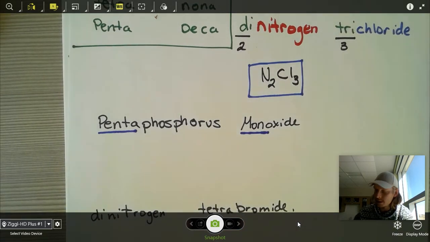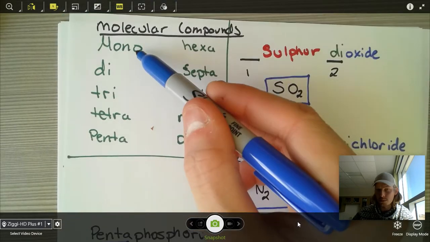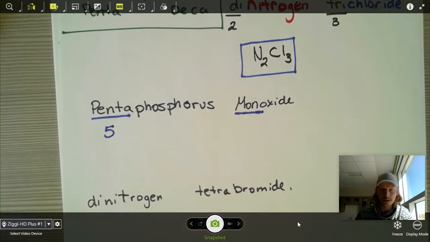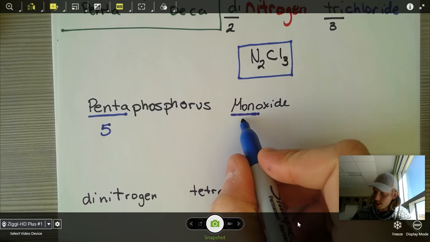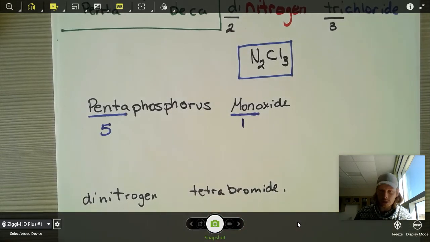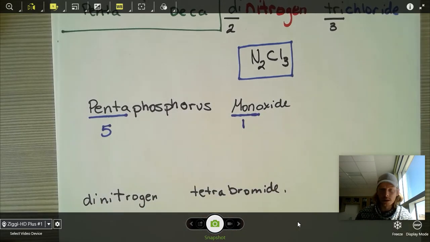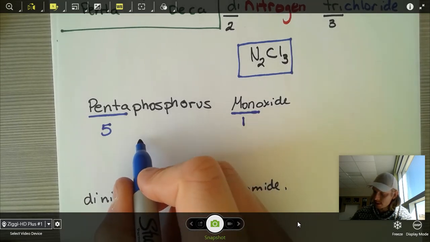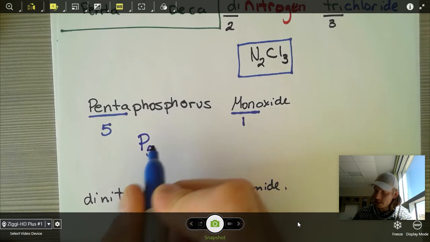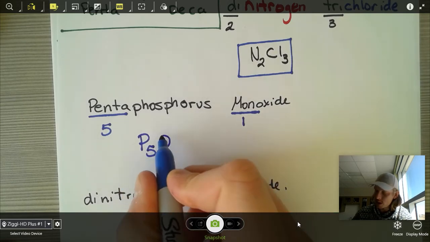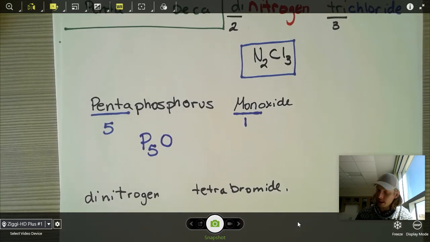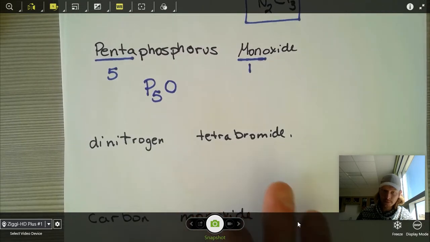So penta, 1, 2, 3, 4, 5. Penta, like a pentagon, is 5 sides. Mono means 1. Like a monopoly, there's 1 company. So we have 5 phosphorus, 1 oxygen. So we have P5 O. Just 1, so we don't need to write the 1. Again, we're not sure of the state, so we can't really say.